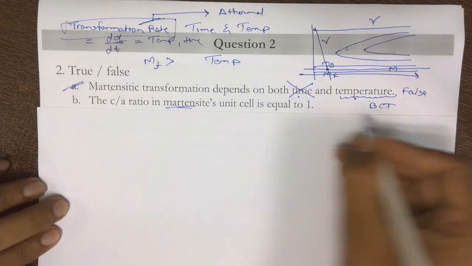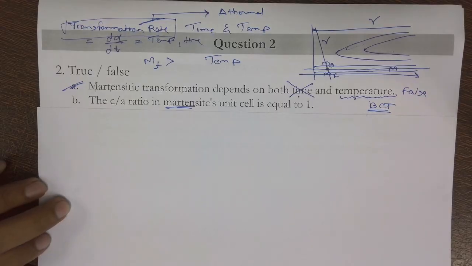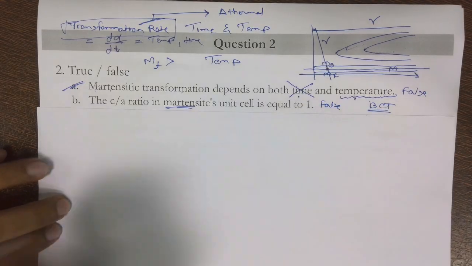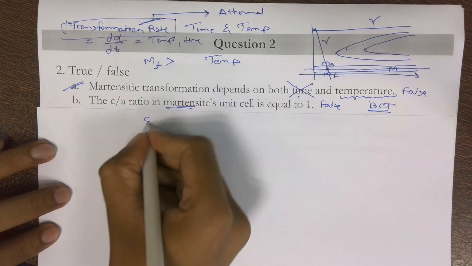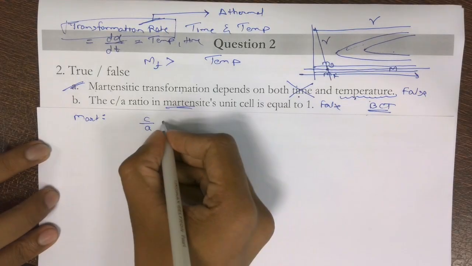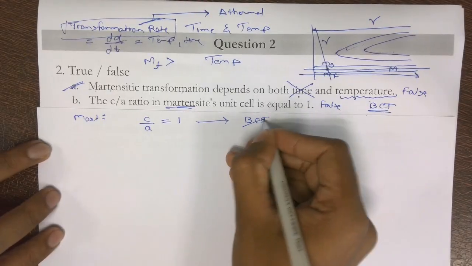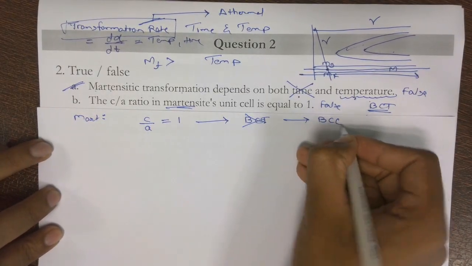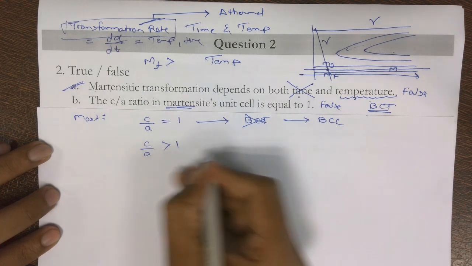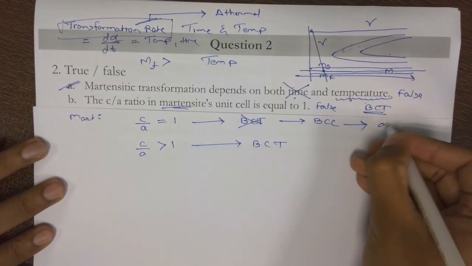If C by A in martensite is equal to 1, then it's not BCT anymore. It will be BCC. While if C by A is greater than 1, then we can say that it's BCT. And so this is nothing but alpha ferrite, and this is the martensite. Clear? Very good. Let's go to the next part, question number 3.